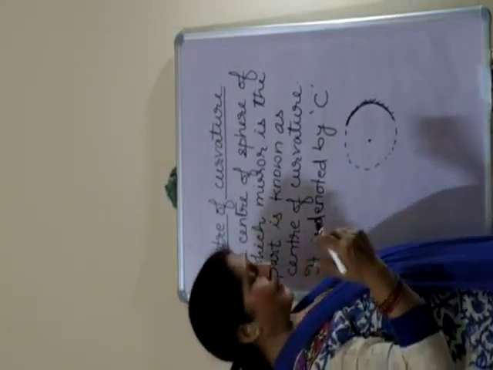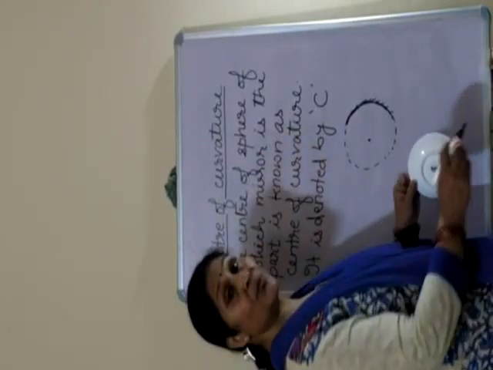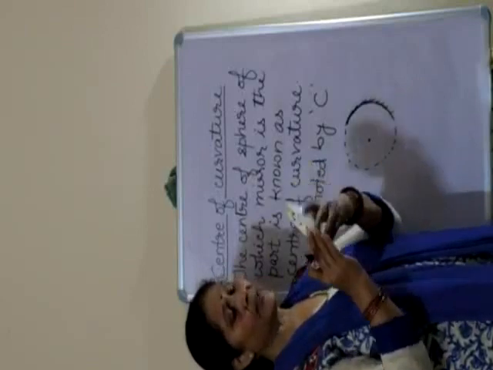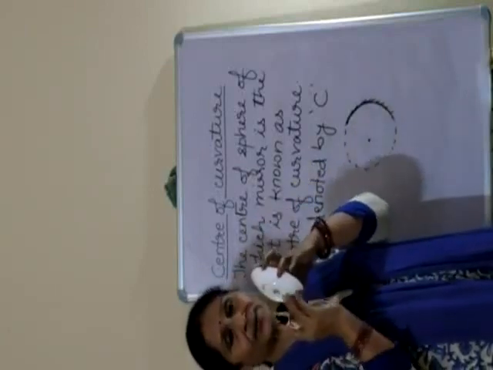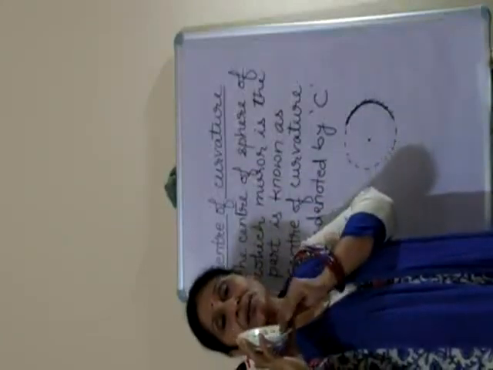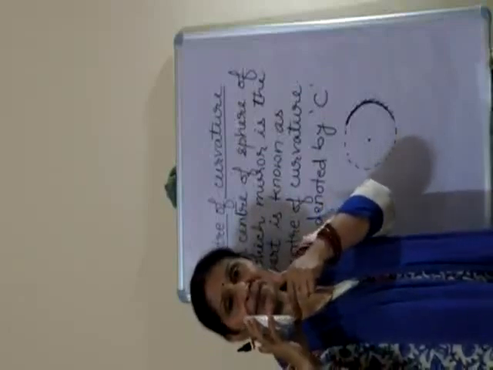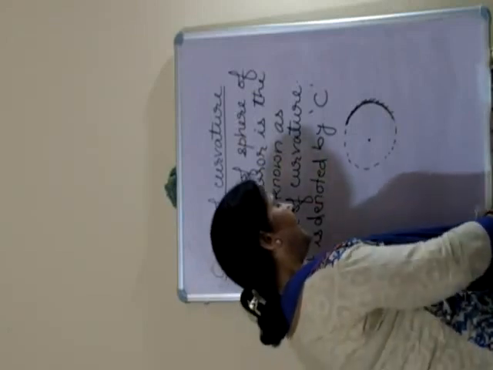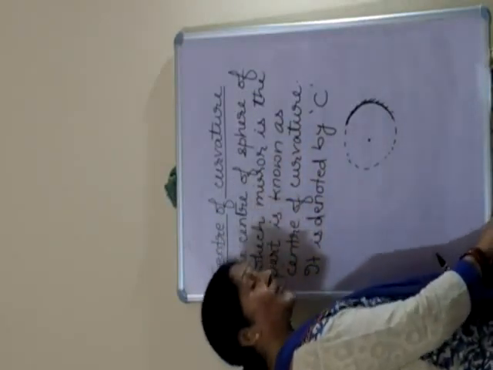What is aperture? Aperture is the surface from where reflection takes place. Means suppose that this is the concave mirror and this side is polished and this side is reflecting, then this surface is called aperture of the mirror, and this is the length of the aperture. Understand? Now we can write aperture is the surface from where reflection takes place.